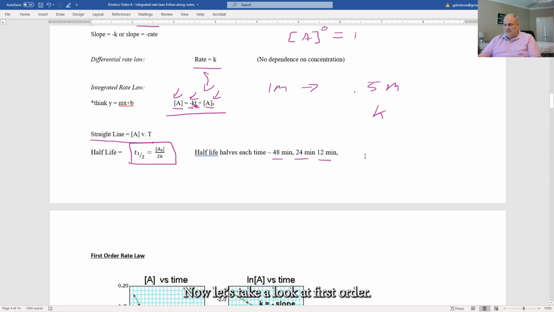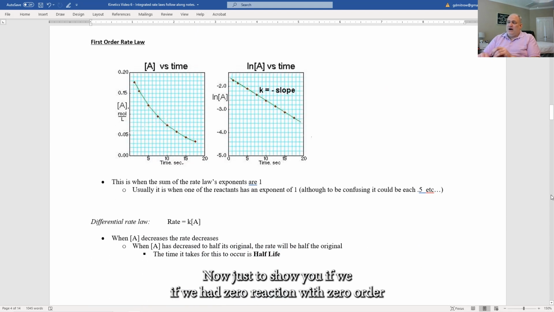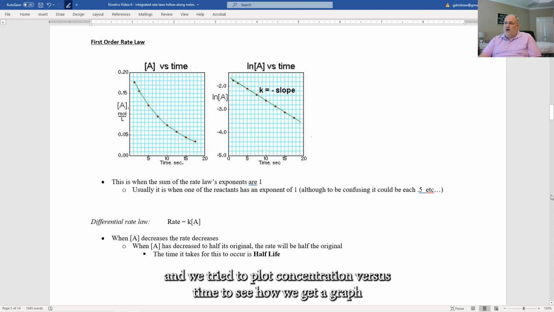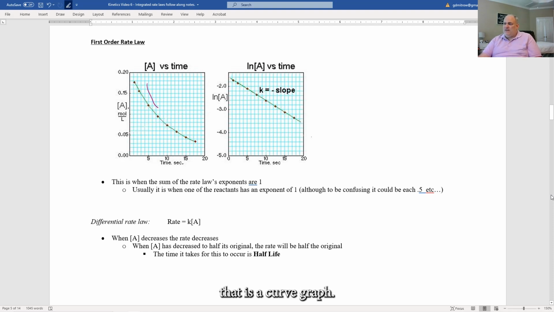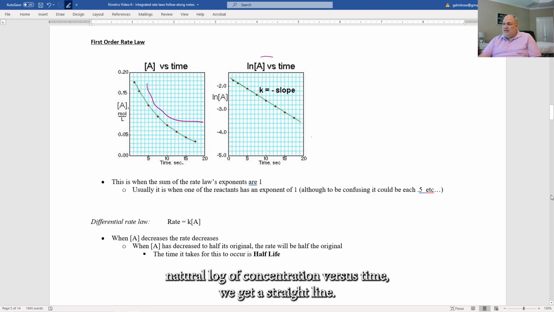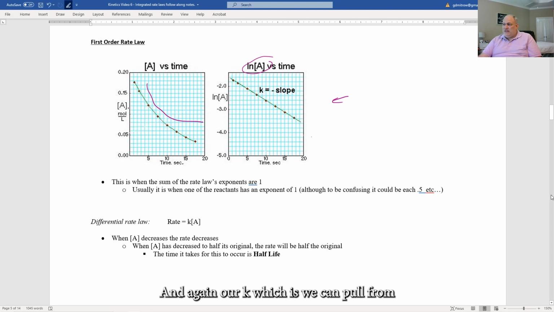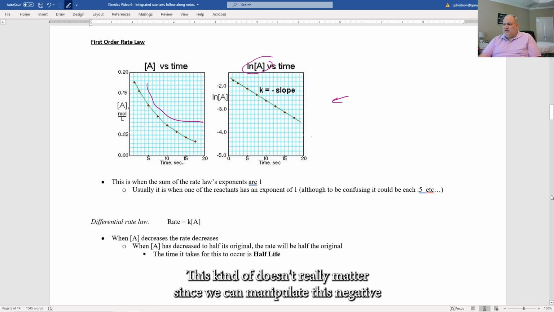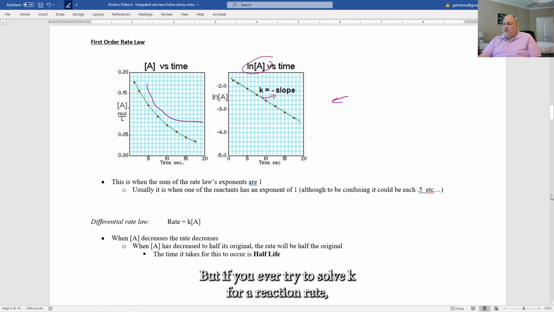Now, let's take a look at first order. Just to show you, if we had a reaction that was first order and we tried to plot concentration versus time, do you see how we get a curved graph? But if we plot natural log of concentration versus time, we get a straight line. And again, our k, which we can pull from the actual graph, is equal to negative slope, or we could say the slope is negative k. This kind of doesn't really matter since we can manipulate this negative to one side or the other. But if you're ever trying to solve for k for a reaction rate, we can look at a graph and do a rise over run like we talked about before and figure out the slope.